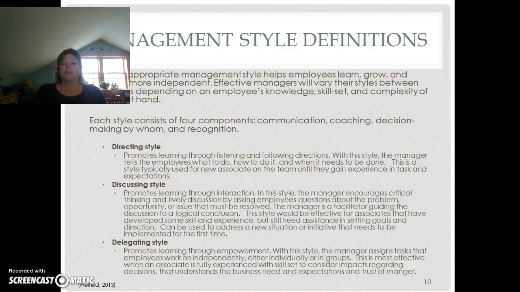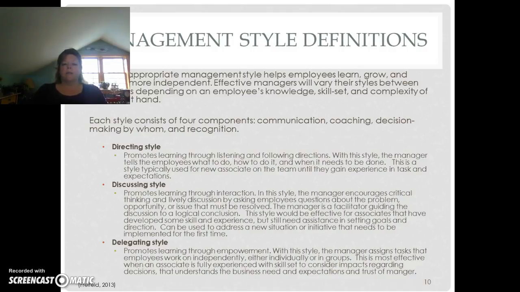The style certainly is most effective when associates have developed some skill and they have some experience, but still need assistance in setting those goals and direction, and ultimately the manager will still make the decisions. But this starts to get them engaged and starts them to thinking about being more independent.